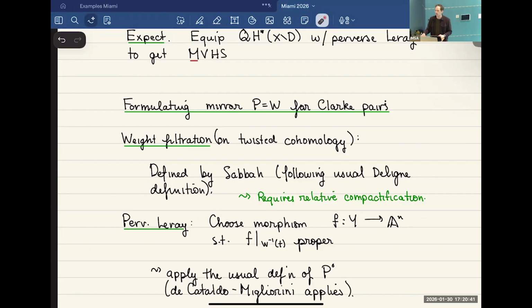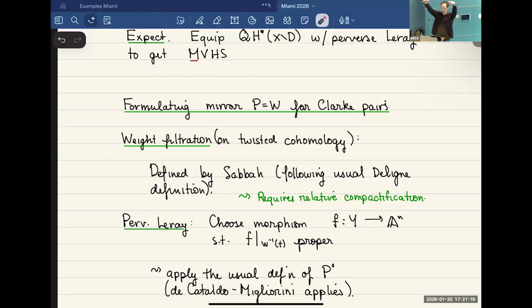Neither of these two things exist as such in the literature for Landau-Ginzburg models. So let me make a couple of brief comments. Or okay, the first one does. There's a weight filtration that's been defined very briefly on twisted cohomology by Sabbah. This is essentially following your nose with the usual Deligne definition of the weight filtration on cohomology. This requires that we start with a relative compactification, or something resembling one, of the Landau-Ginzburg model.